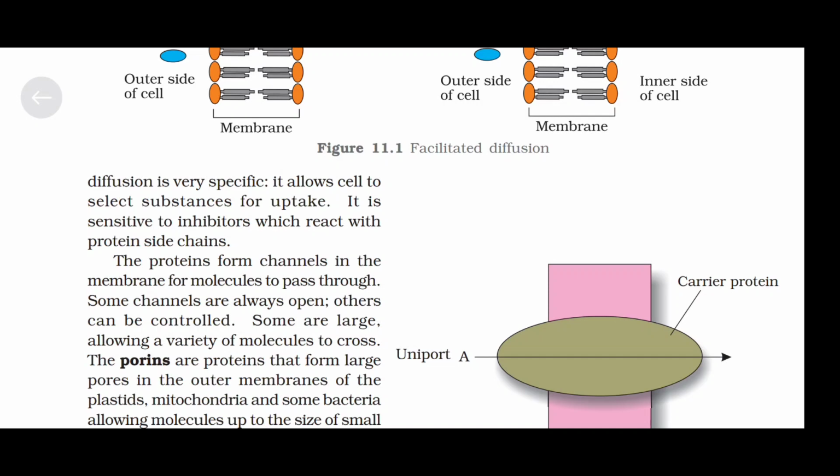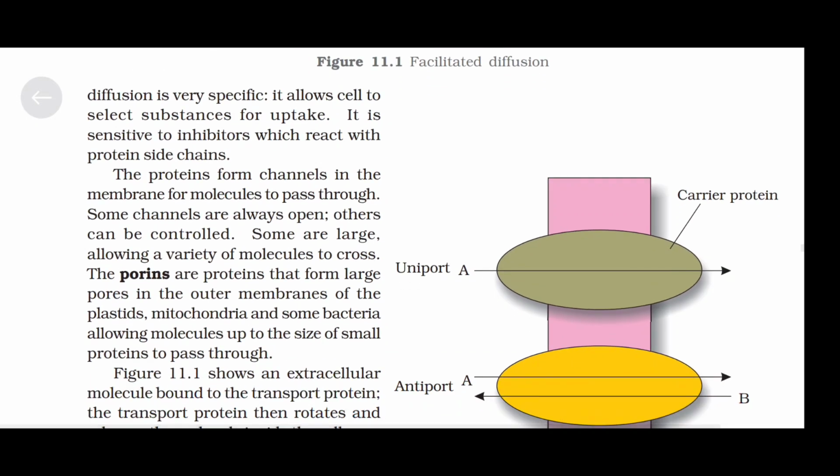The proteins form channels in the membrane for molecules to pass through. Some channels are always open. Others can be controlled. Some are large, allowing a variety of molecules to cross. The porins are proteins that form large pores in the outer membrane of the plastids, mitochondria, and some bacteria, allowing molecules up to the size of small proteins to pass through.